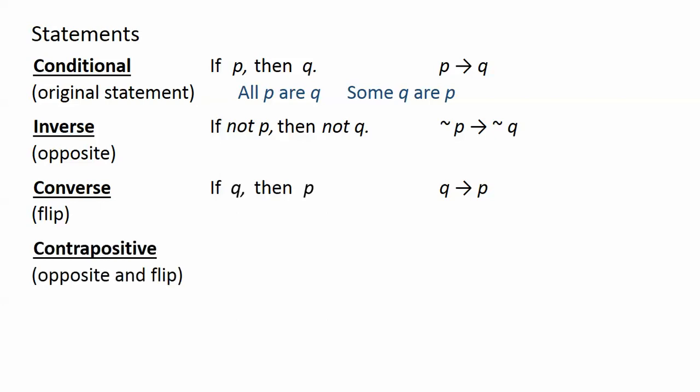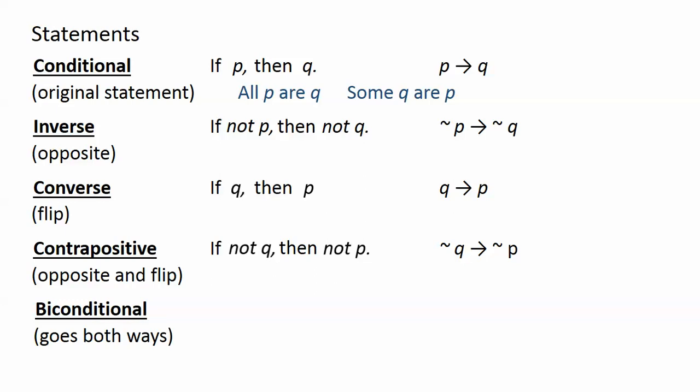Contrapositive. This will be the opposite and flip. If not Q, so it's both the opposite and flipped, then not P. And we'll write that with the tilde sign again. Tilde Q, then tilde P. If not Q, then not P.